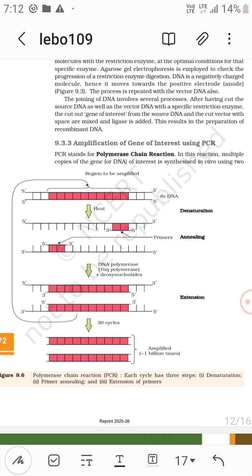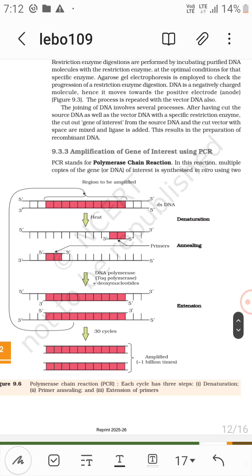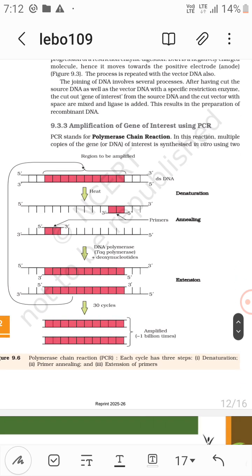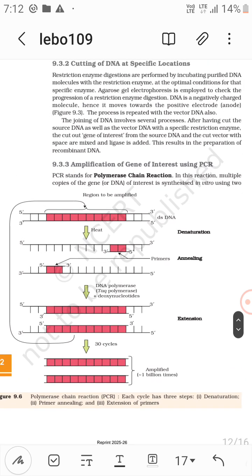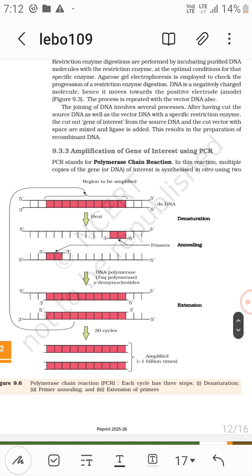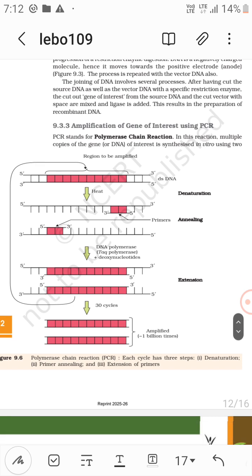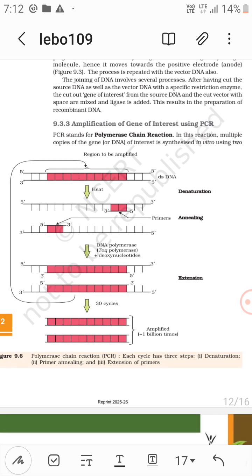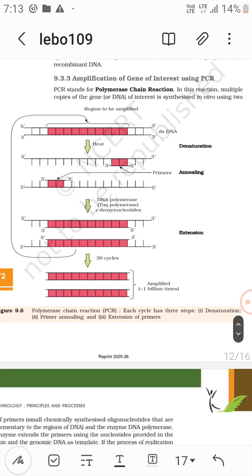Then there is extension. So you can see the first step is denaturation, then annealing, then extension, and the DNA is amplified one billion times. In denaturation there is heat, then annealing, the adding of the primers, 3' to 5' and 5' to 3'. Then the DNA polymerase, that is Taq polymerase from Thermus aquaticus, the most thermostable, plus deoxyribonucleotides are added. Then there is extension. In denaturation, you see the double stranded DNA gets separated.